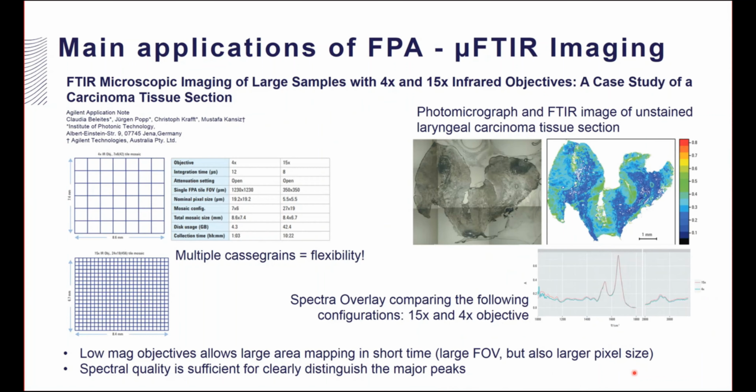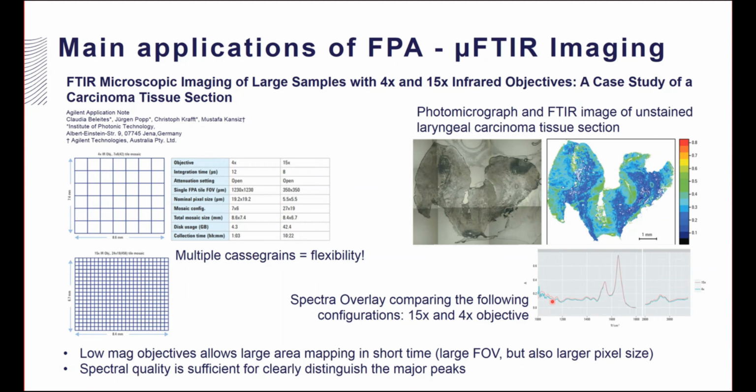The first example is a chemical image of a large sample of carcinoma tissue section. What I want to stress is that you can use the flexibility of your system by using, for example, a low magnification objective to collect a large area in a quite short time. In this case, what has been compared was the signal of the infrared spectra, so the chemical information in our map, using 4-times and 15-times magnification objectives.